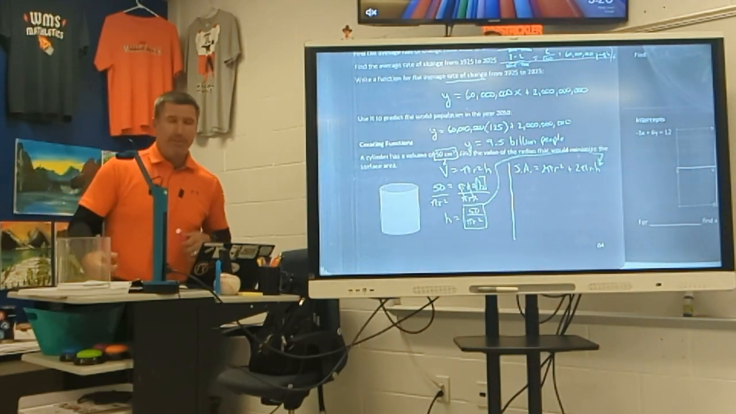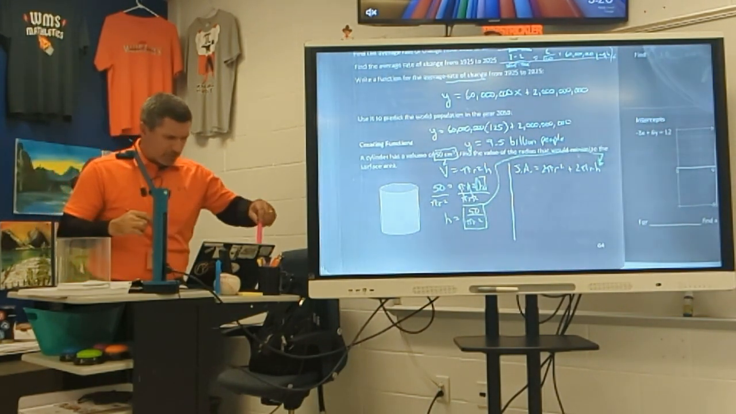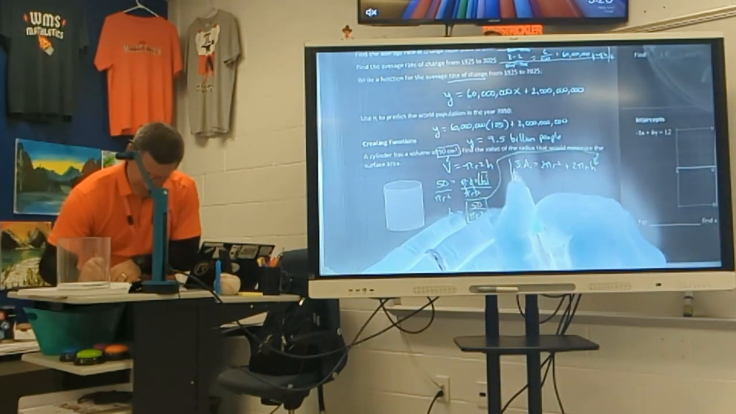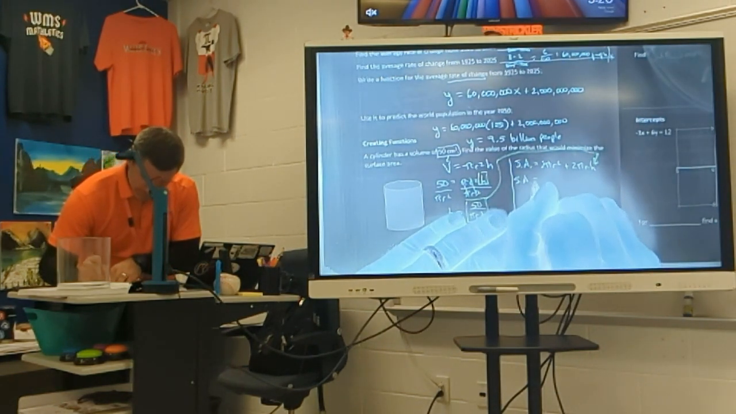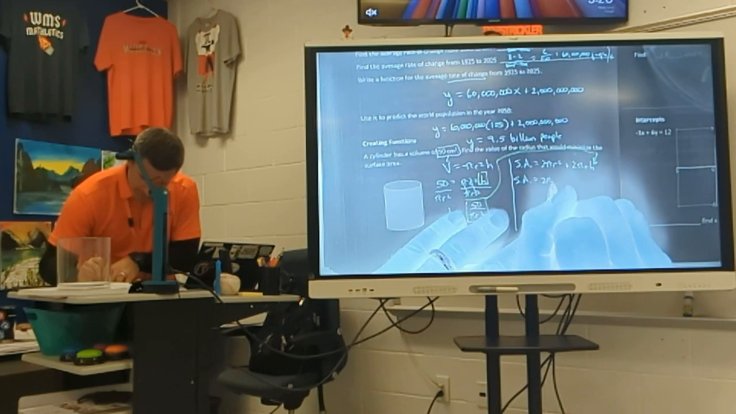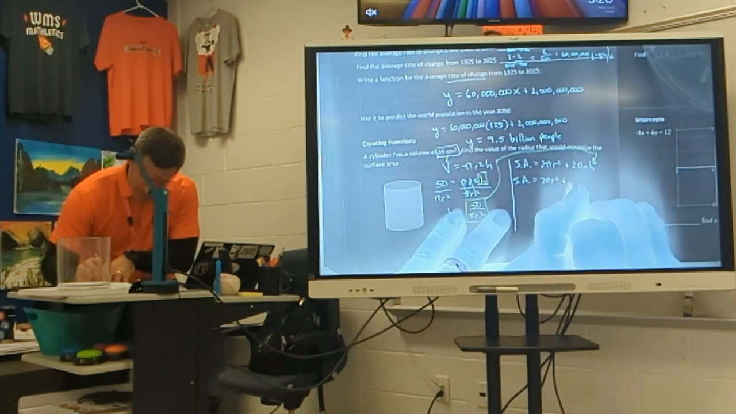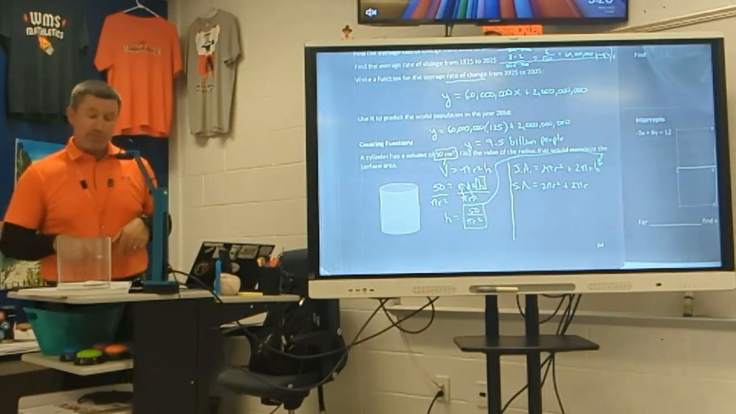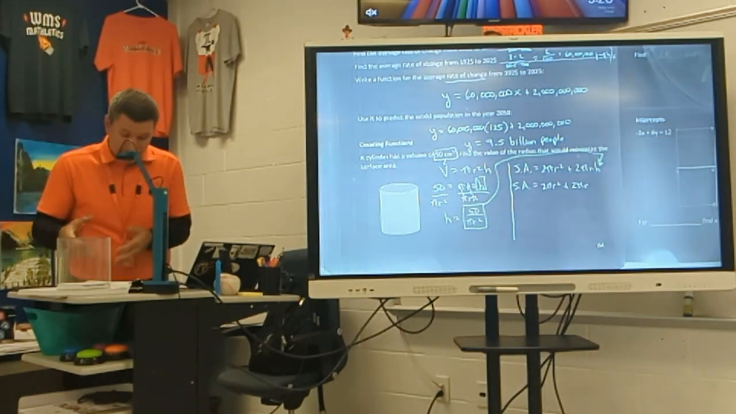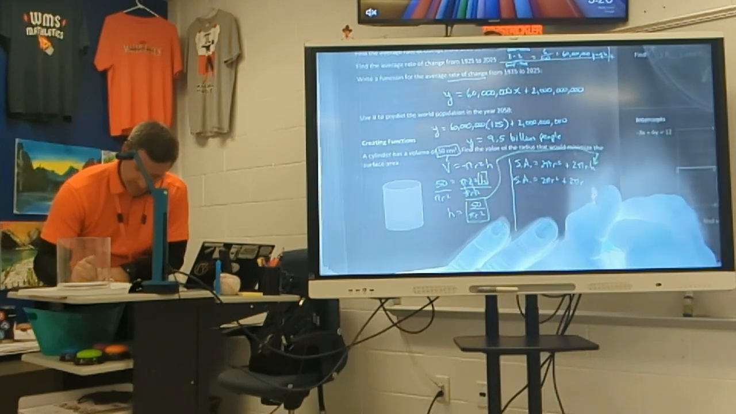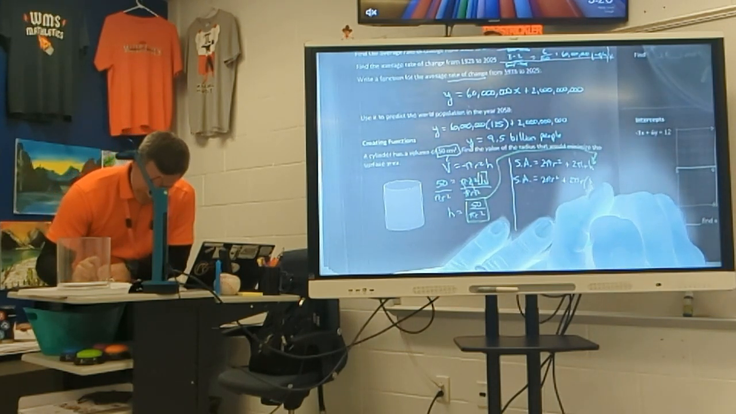This is messy, but it's attainable. It's okay. It's just messy. All right, follow me. Surface area equals 2 pi r squared plus 2 pi r. And when you hit H, that's when you want to plug in the package that you delivered, the 50 over pi r squared. So in parentheses, put 50 over pi r squared.